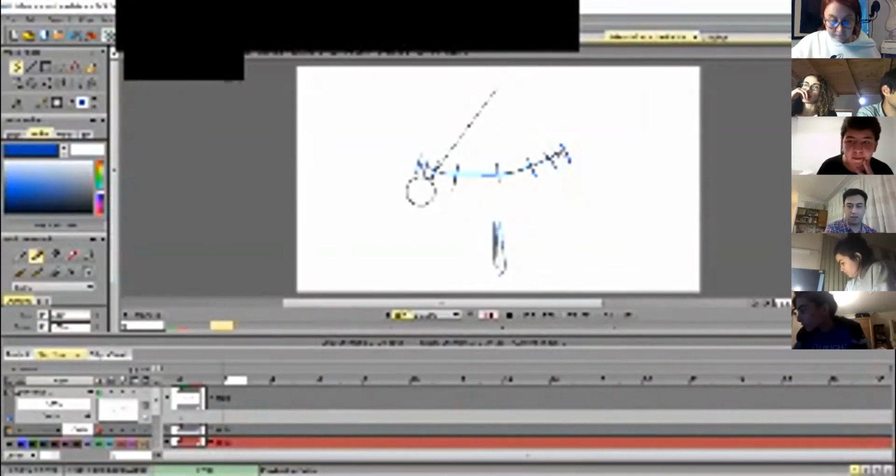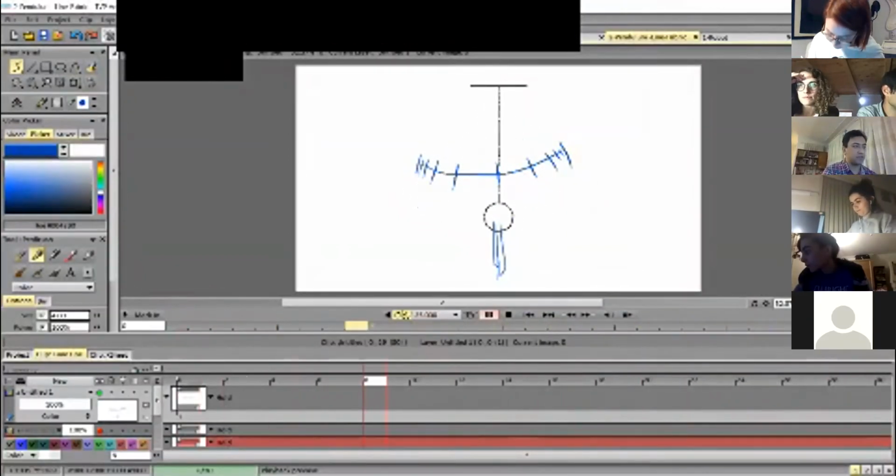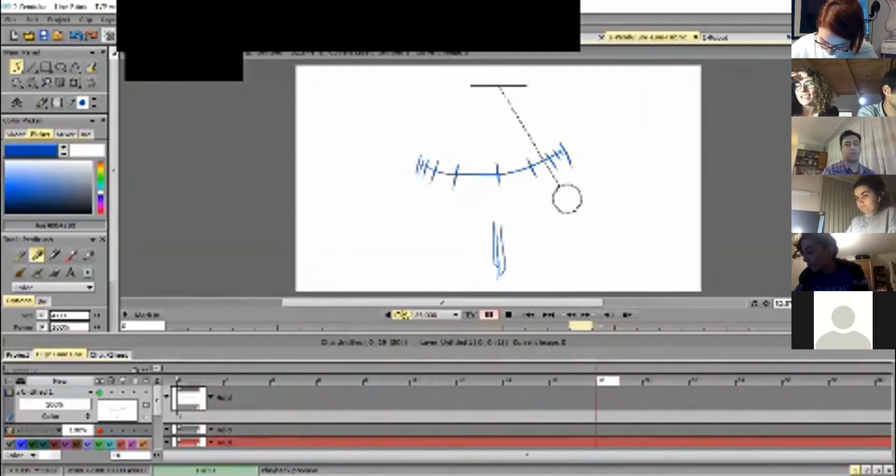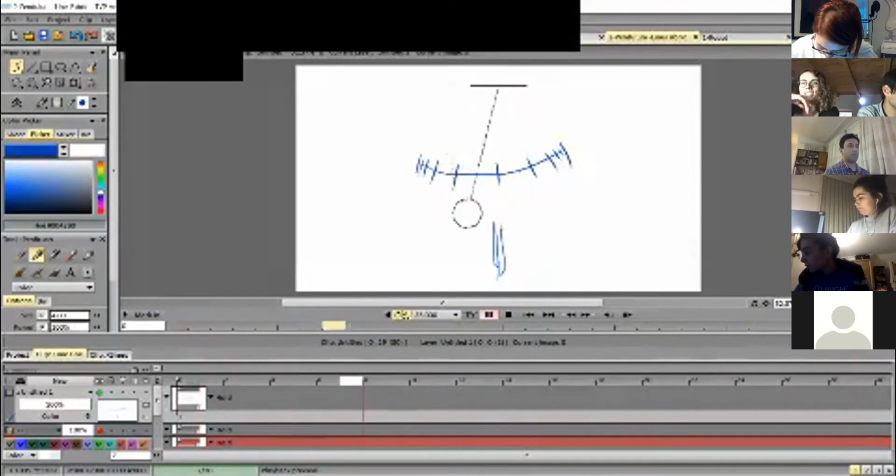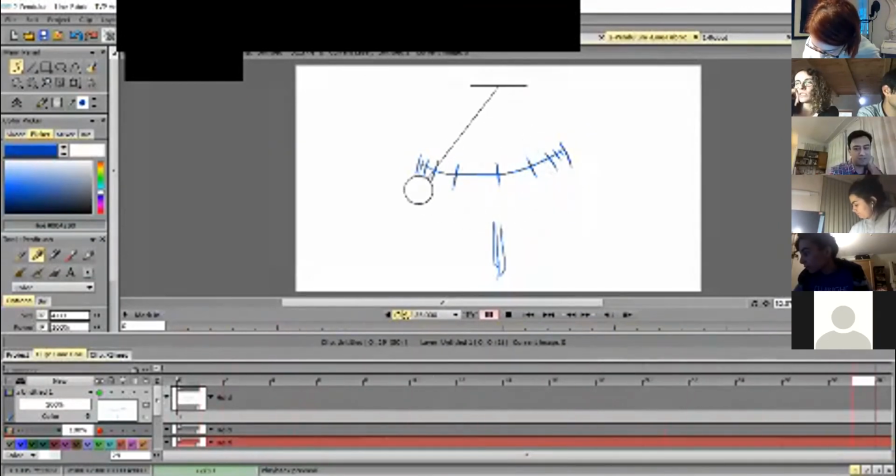Okay, I optimized my screen for video sharing. So I think the resolution is less, but I hope you see a smoother animation on my screen. Yes, it's exactly how you tell. The resolution is not good, but the animation is smooth.